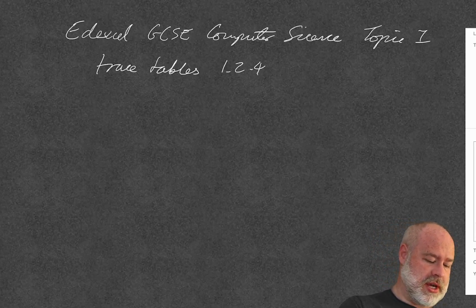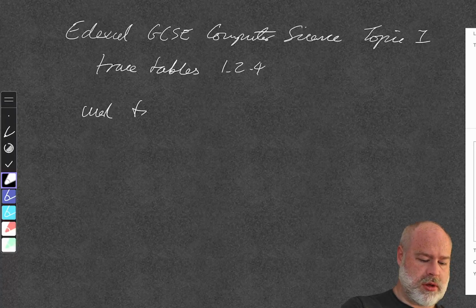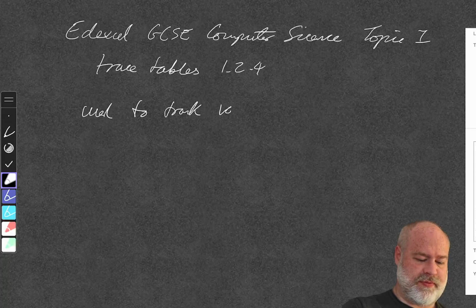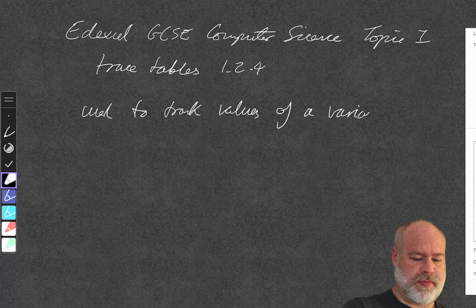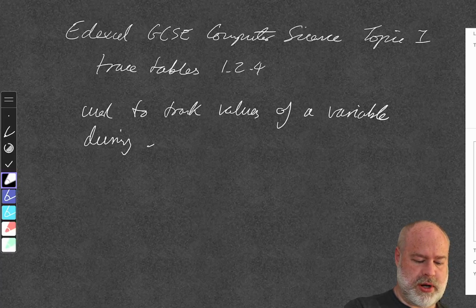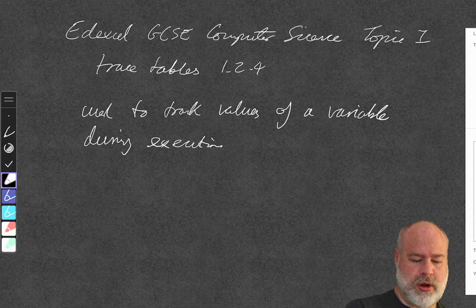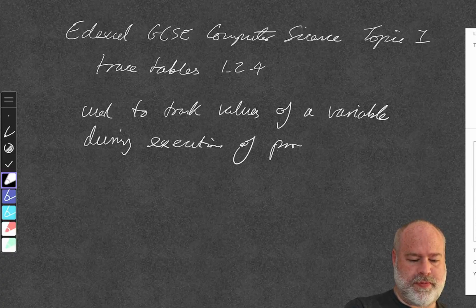So what is a trace table? A trace table is used to track the values of a variable as a program or algorithm runs, let's say during execution of a program.